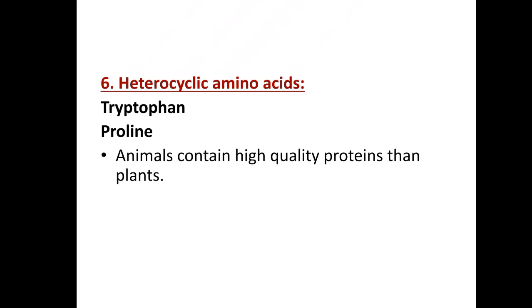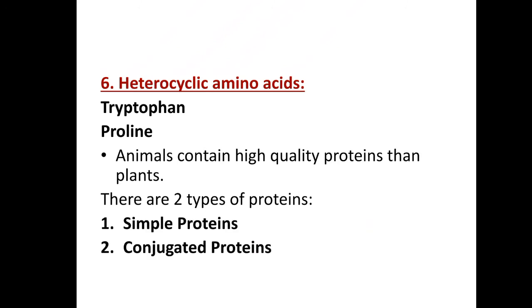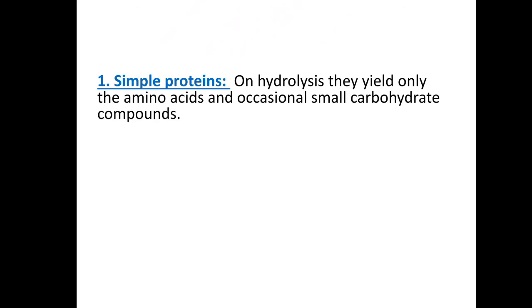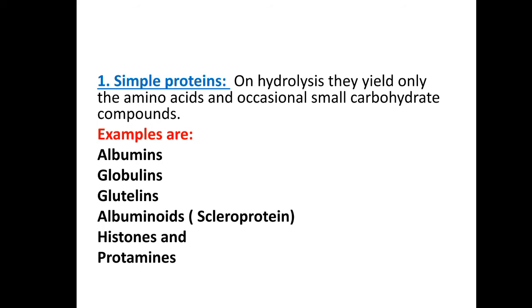And then we know that animals contain high quality proteins compared to plants. High quality proteins we can obtain from animals. And there are 2 types of proteins: simple proteins and conjugated proteins. First of all, simple proteins: on hydrolysis they yield only amino acids, and occasionally they release a small carbohydrate compound. Hydrolysis means reacting with water, which yields only amino acids. If only amino acids are released, these types of proteins are called simple proteins. The best examples are albumins, globulins, glutelins, albuminoids or scleroproteins, histones and protamines. These are a few examples.